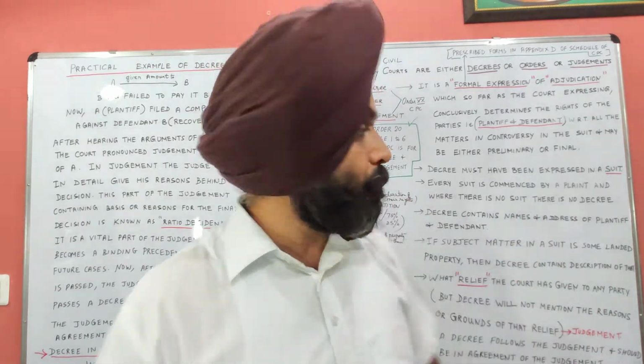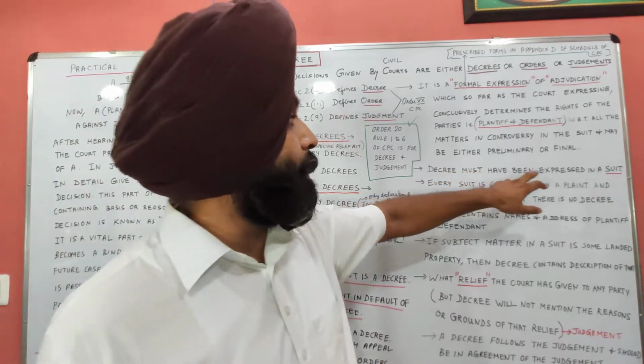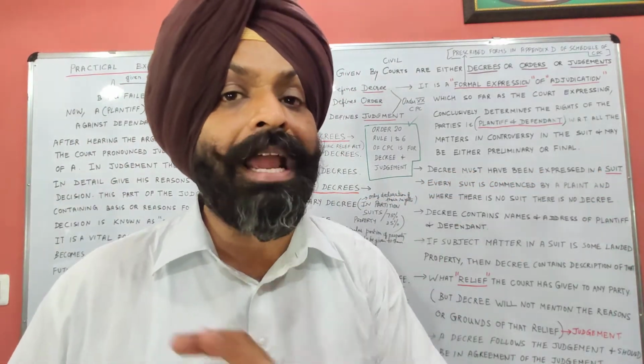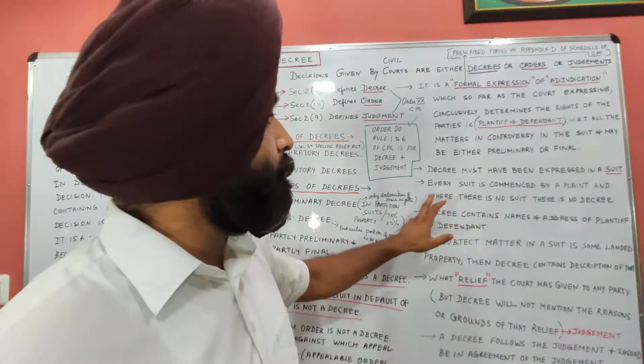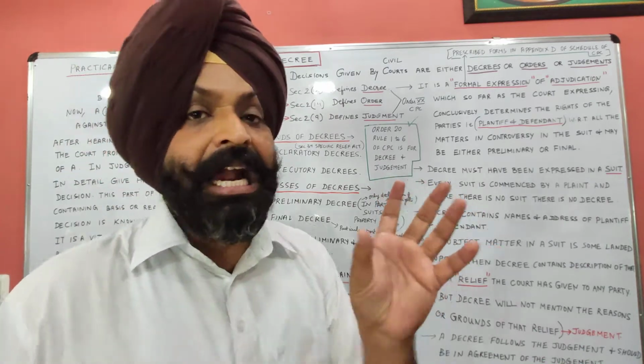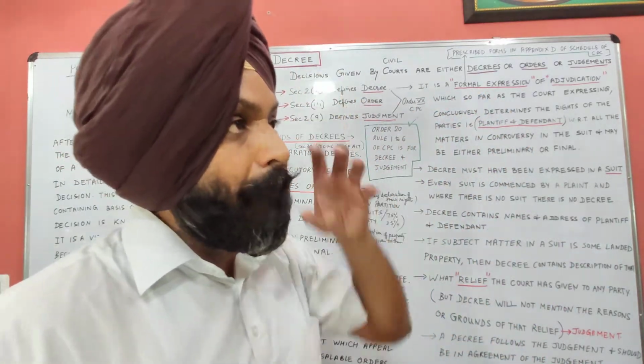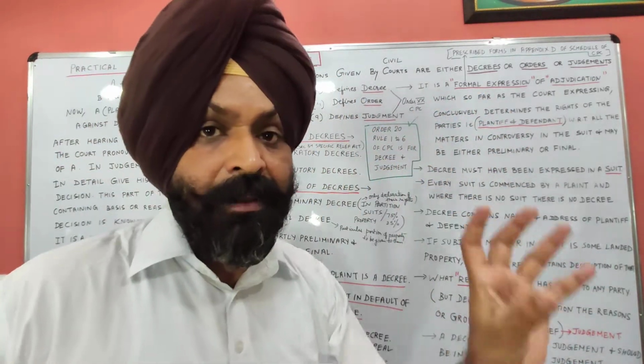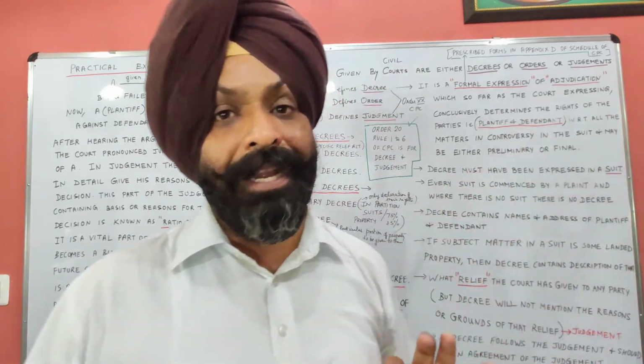So this is the main difference between judgment and a decree. Some of the important points you must remember is a decree must have been passed in a suit only. A decree cannot be passed in a petition or any application. Decree must be passed in a suit. And what is suit? Suit is that proceeding which is commenced or started by a plaint, drafting of a plaint.